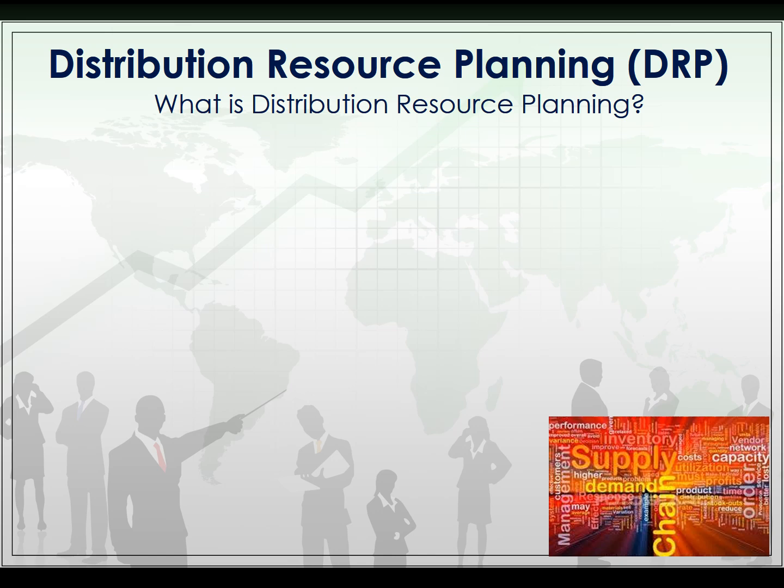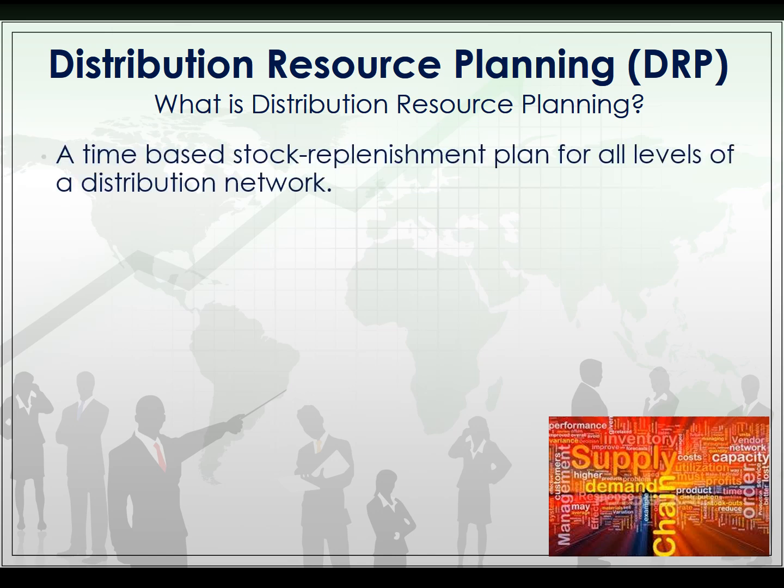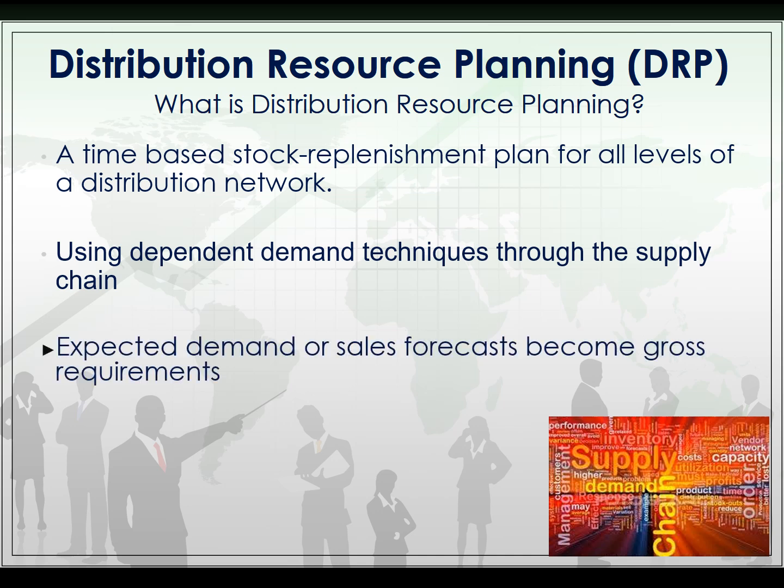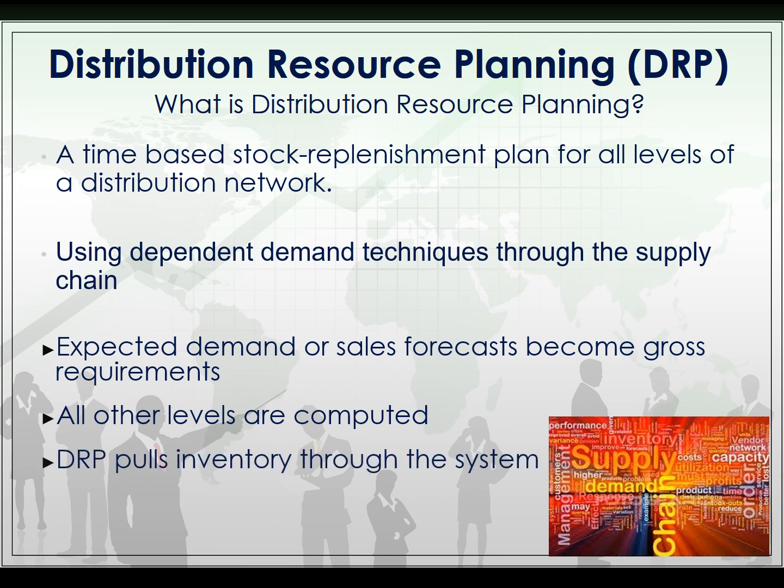Distribution resource planning is a time-based stock replenishment plan for all levels of a distribution network, using dependent demand techniques throughout the supply chain, and it has an expected demand or sales forecast that becomes part of the gross requirements. All other levels are computed by the system. The DRP pulls inventory throughout the system, with small and frequent replenishments.